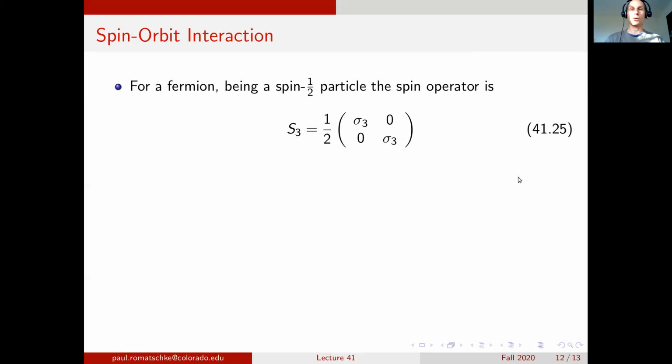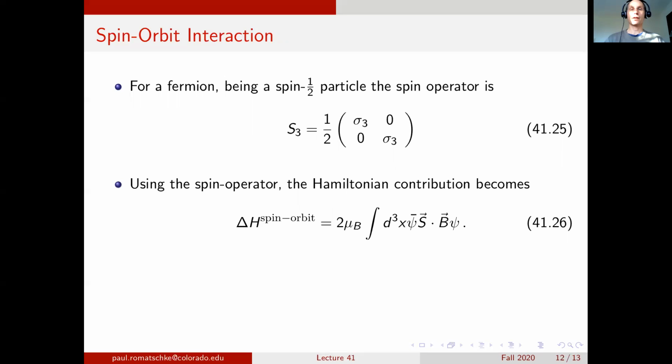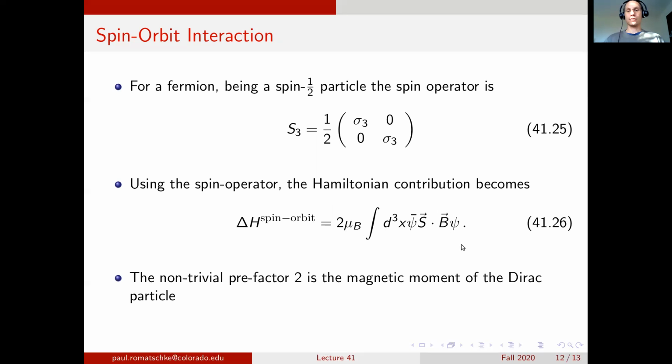So if we use the spin operator to rewrite the Hamiltonian contribution, we find that the spin-orbit contribution is given as twice the Bohr magneton, the integral over space, psi bar psi times the product of the spin operator and the magnetic field. So basically we have the usual form of a spin-orbit interaction, hence the name. It corresponds to the coupling of spin to the magnetic field.